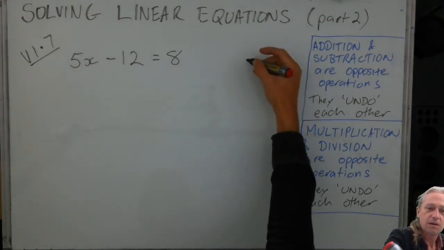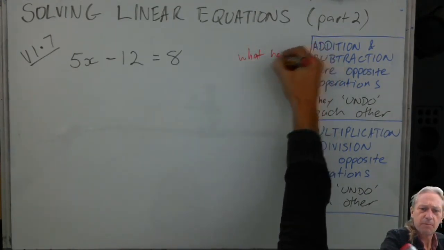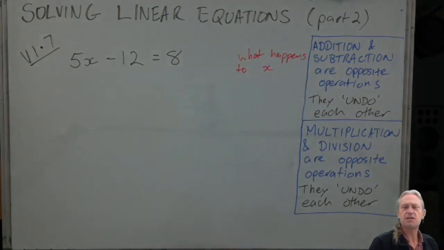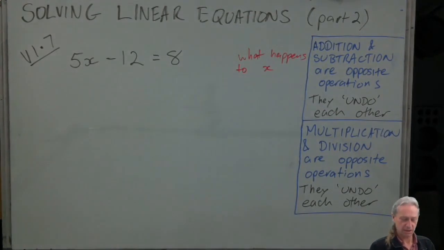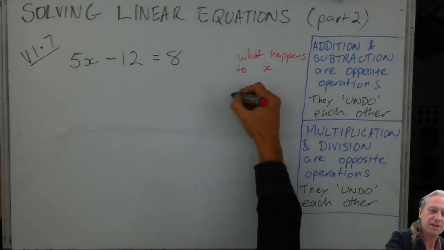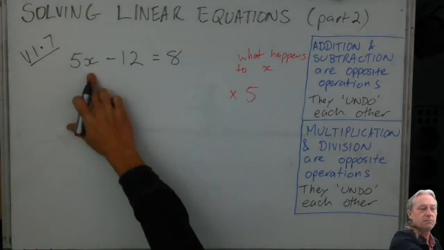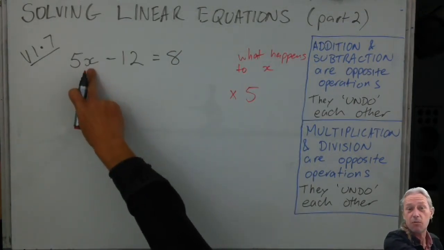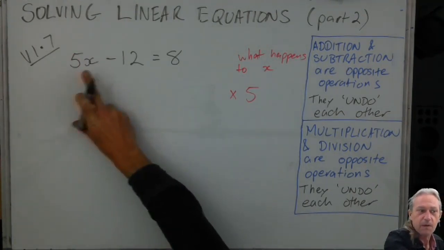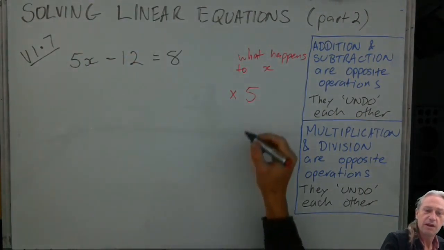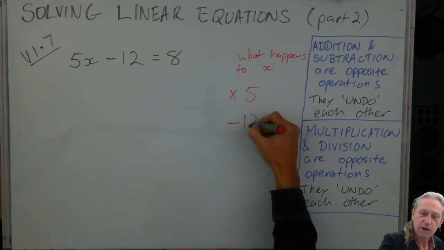So what happens to x? This is just a way to think through the process and what order to do things in. The first thing is it's being multiplied by 5. If we knew what that number was, we could plug it in. The first thing we'd do is the multiply, and then we'd subtract the 12. So first we're multiplying by 5, and then we're taking 12 away.